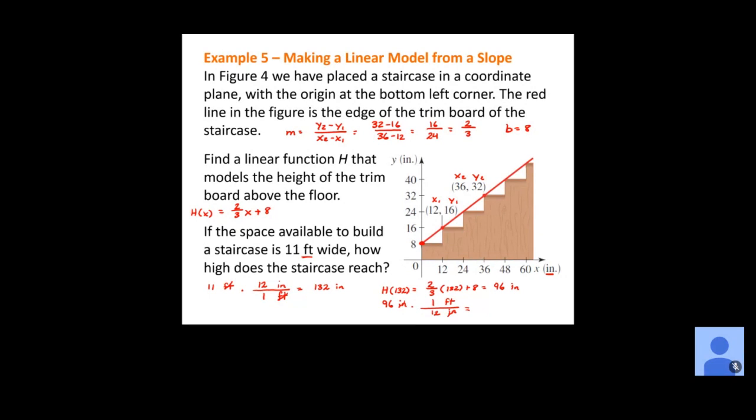So when I multiply this time, I have 96 in the numerator, I have 12 in the denominator. So now I'm actually taking 96 and dividing by 12. Well, what's 96 over 12 going to give us? 8, right? So this is 8 feet would be the height of our staircase.